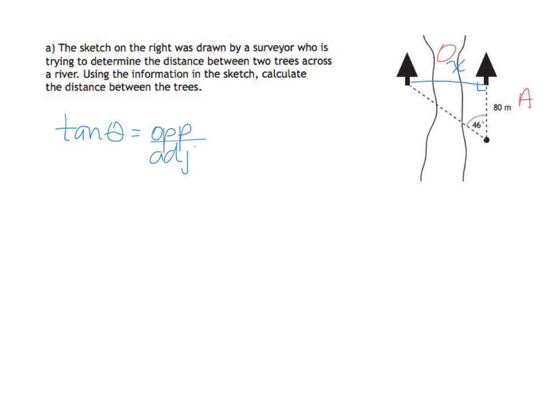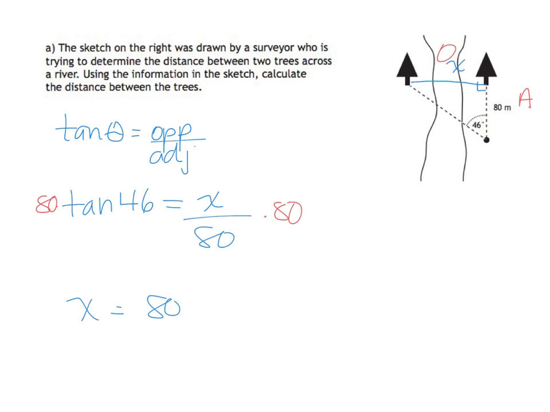So we'll fill in the information. Tangent of 46 degrees, that's the angle, equals opposite, which is x, over adjacent, which is 80. So just filling in numbers to replace the symbols. And then multiply by 80. And we end up with x equals 80 multiplied by tangent of 46 degrees, which you can do on your calculator, and you get 83 meters.